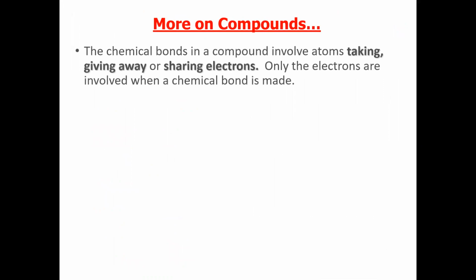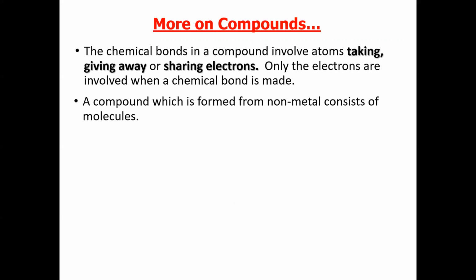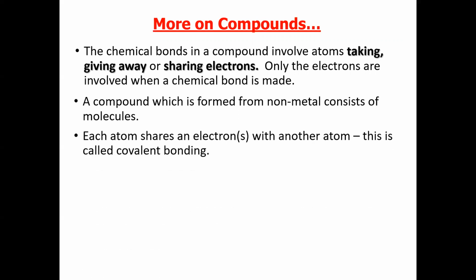So if we come back to compounds again, we've just learned that the chemical bonds in a compound involve taking, giving away, or sharing electrons. Only the electrons are involved in a chemical bond. Nothing in the nucleus is changed. So a compound which is formed from non-metals consists of molecules. So each atom would share an electron or electrons with another atom. This is called covalent bonding.